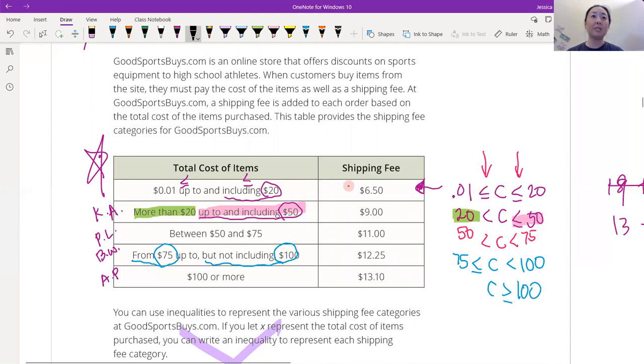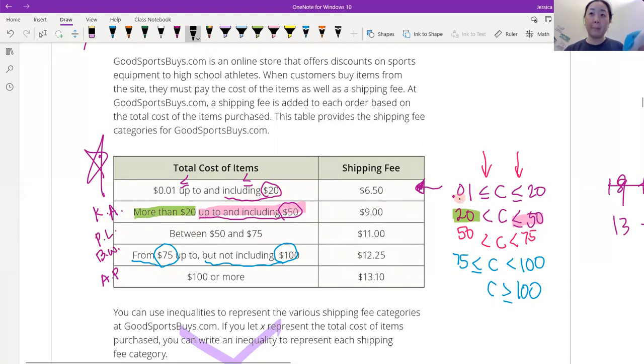So these are some shipping fees for a particular website called goodsportsbuys.com. I don't know if that's a real thing, but I'm going to say probably not. But this is how they determine their shipping fee. It depends on how much it costs. So anything from a penny on up, including $20, is going to be a shipping fee of $6.50. What does that mean when we write that as an inequality?